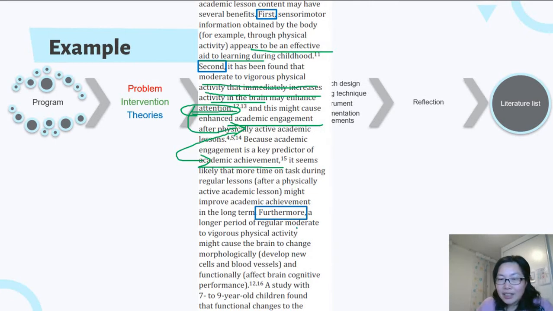And last, this intervention is different from previous research because it focused on a relatively long-term measurement. So the theory to support it is that a longer period of regular physical activity may cause the brain to change significantly and functionally. So these are all the theories to support the current intervention.